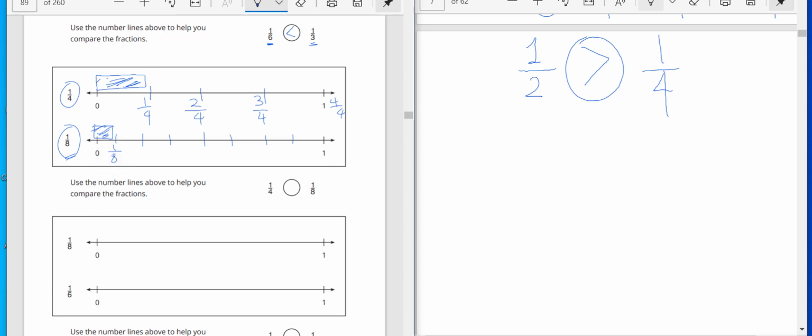So here we have eighth, 2 eighths, 3 eighths, 4 eighths, 5 eighths, 6 eighths, 7 eighths, and 8 eighths. So compare fourth and eighth. Yes, fourth is more than eighth.